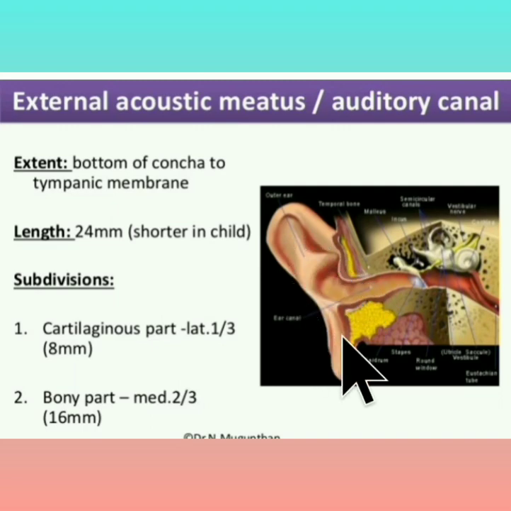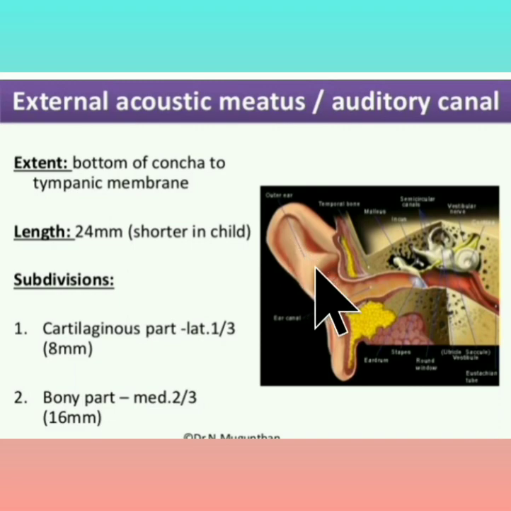And here is the external acoustic meatus or the auditory canal. It extends from the bottom of the concha, which is part of the external ear or the auricle, to the tympanic membrane, this bluish structure here, and its length is about 24 millimeters.